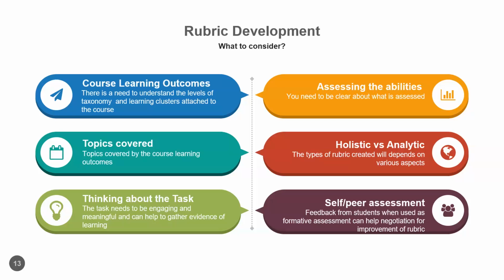Right. Next is for you to be clear what is to be assessed. Once you've done that, you already know what the tasks are, you know which topics have to be covered, you know what your course learning outcome is, so you're ready to do the assessing bit, which means you know clearly what it is that you're actually measuring.